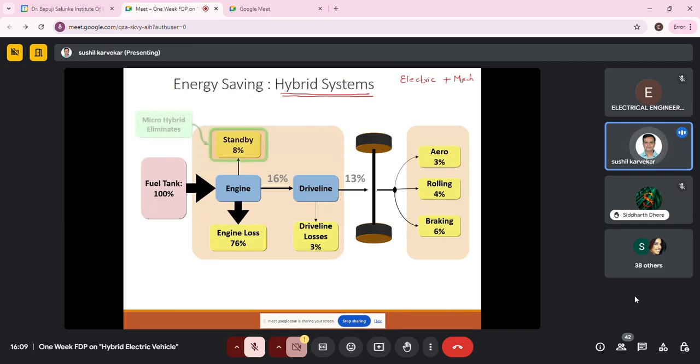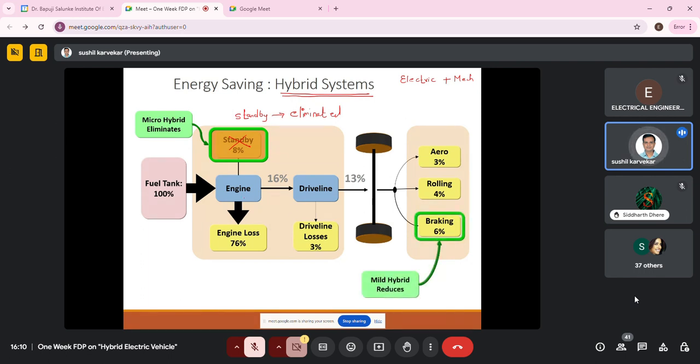Now, what would happen? In the micro hybrid, this part would be eliminated. So the standby loss is completely eliminated. So 100 minus 76, directly we can say this value is going to change. Previously this was 100 minus 76 minus 8. So 16 plus 8, here we are going to get 24. So 24% would be there definitely.